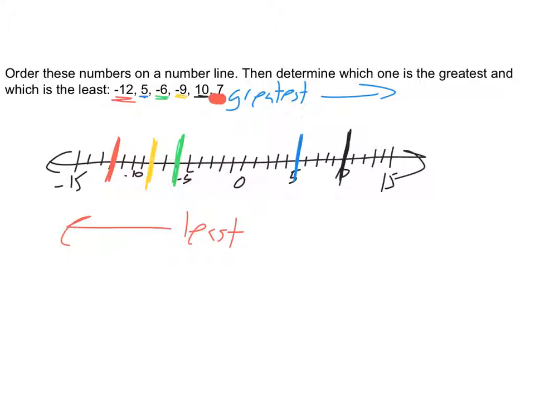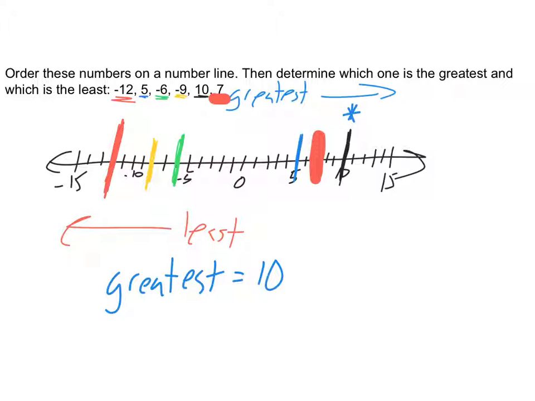Since I'm running out of colors, I'll make 7 a thicker line right there, and 7's right here. Okay, so now, as I'm going through these, the greatest is the one that is farthest to the right, and that's this one right here. So my greatest number is 10. My least number is the one farthest to the left, and that's this one right here. So my least is -12.